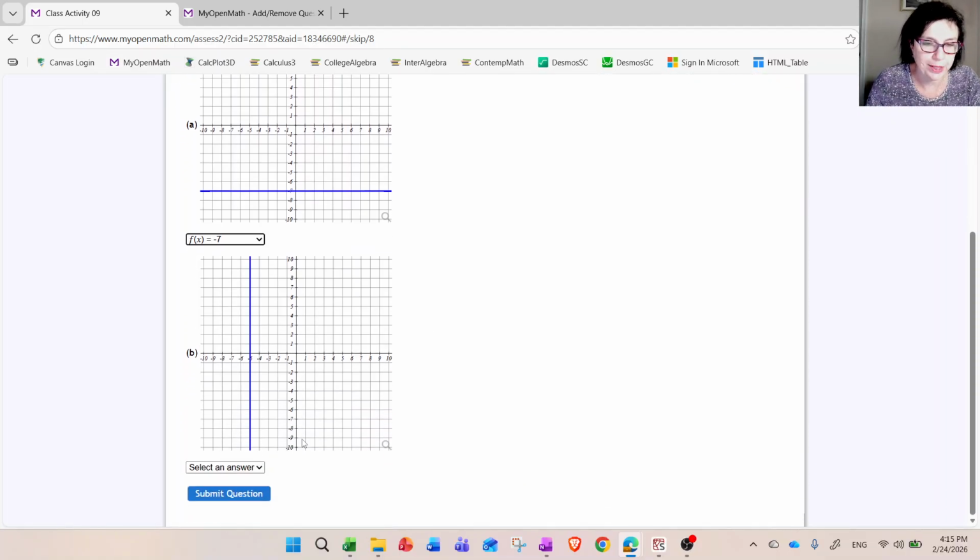No matter which input, it gives you the same output. Now, what happens with the vertical lines? We already discussed that that's actually not a function. But how do we write an equation for it? You cannot write it as f of x equals, because again, it's not a function. But instead, a vertical line will always have an equation x equals something.